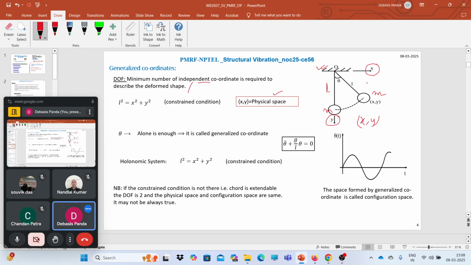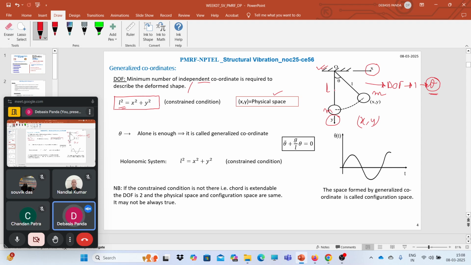Now, once we have defined the Cartesian coordinate, and from here the definition of the degree of freedom, we can say for this pendulum the degree of freedom will be 1, and that is theta, because at any point this x and y is not independent. Actually it's constrained by a condition: x square plus y square is equal to l square, because the string is not extensible. So now the degree of freedom for this system is theta.